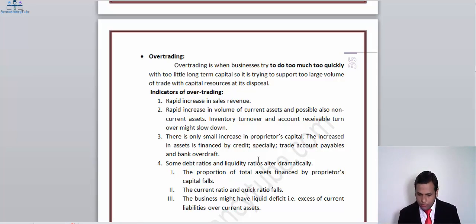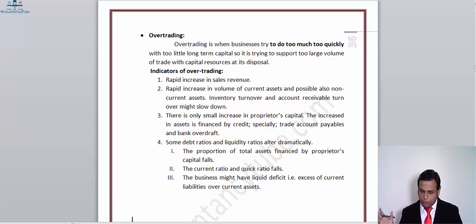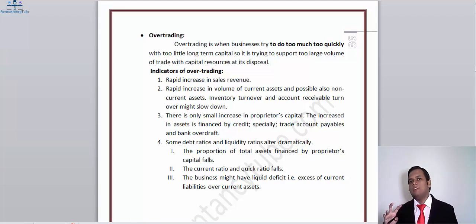Then some debt ratios or liquidity ratios alter dramatically. The proportion of total assets financed by proprietors' capital falls, as I just told you, as the debt to equity ratio starts to get disturbed, and most of the capital invested to fund the operation will be from debt rather than equity. The current ratio and quick ratio fall. We already know what current ratio and quick ratio are. They start to fall, which means that the current liabilities start to increase.